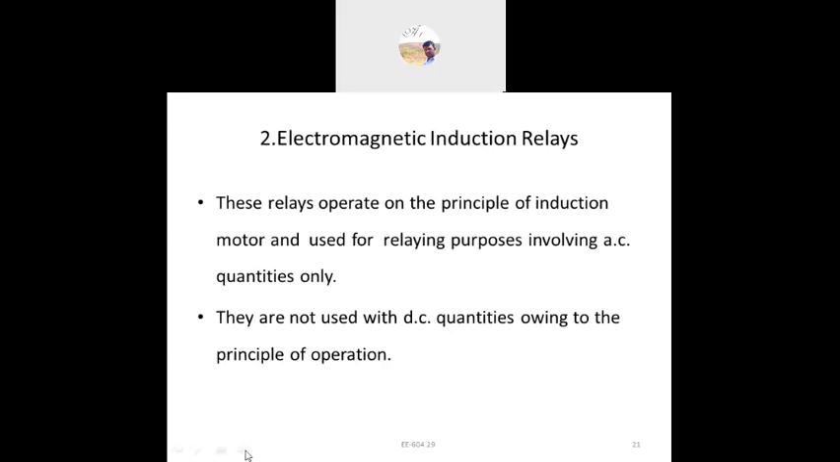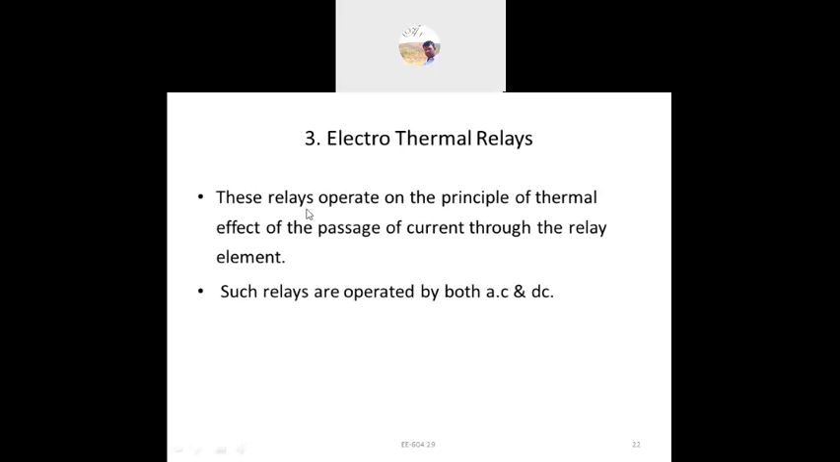Next we have the electrothermal relays, so first we will discuss the electrothermal. These relays operate on the principle of the thermal effect of the passage of current through the relay element. That is the thermal effect, the heat. Here we are using a bimetallic strip, which operates when heat is applied. With high current, the heat expansion will vary with the current. Such relays operate on both AC and DC.